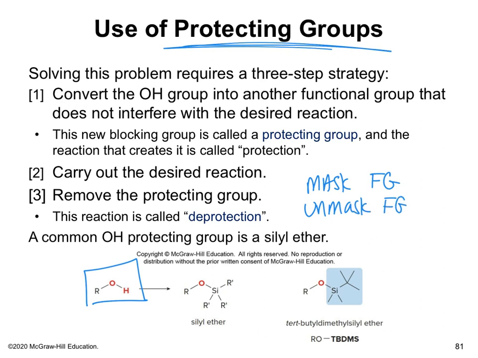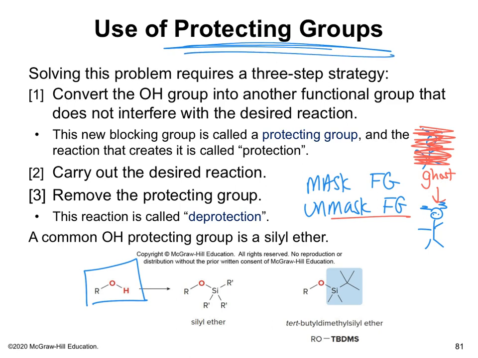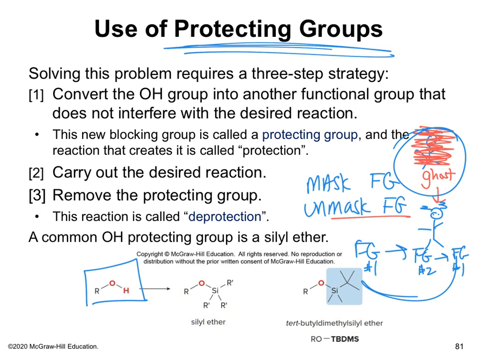It's like you dress up as a ghost. So you are you. This is you. And then you put a ghost outfit on. So you mask yourself, but then you take it off, and then you become you again. So this is the functional group mentality. You have to do a reaction to convert the functional group to a different functional group. So functional group number 1, functional group number 2, and then you go back to functional group number 1. So you do this full cycle.